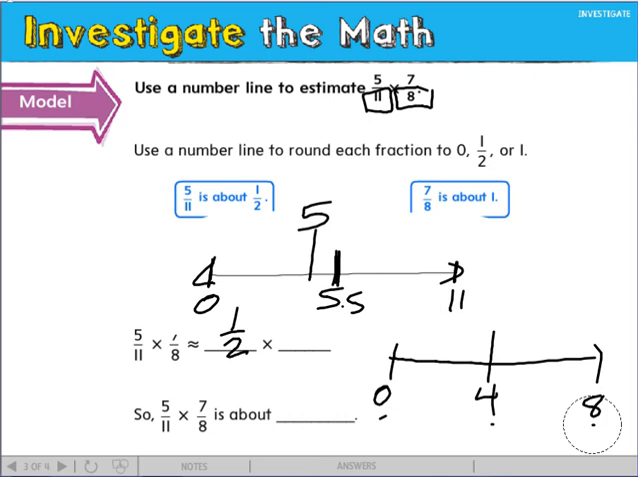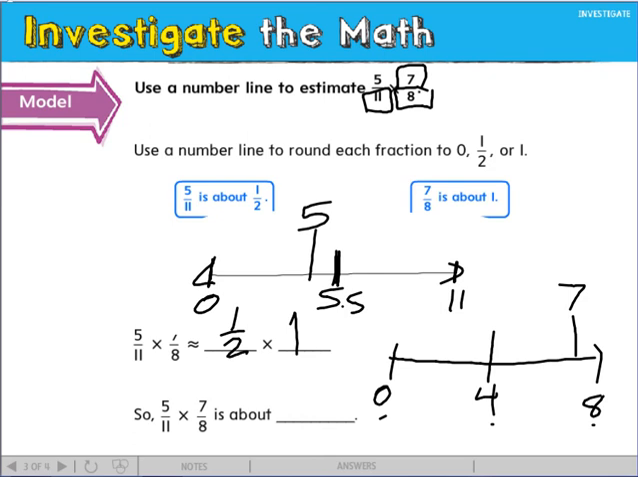Then I'm going to put a number on the number line. I'm going to put 7 on the number line. Well, 7 is all the way over here. So what's 7 closest to? 0, 4, or 8? 8. Because it's closest to 8, it's going to be 1.